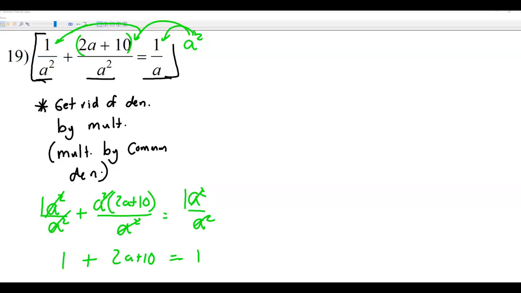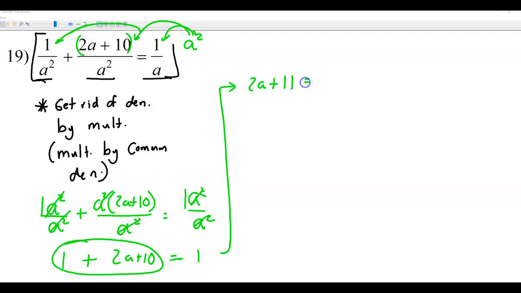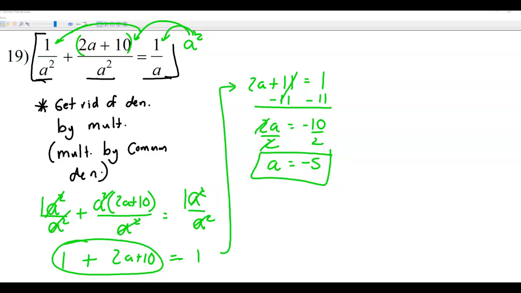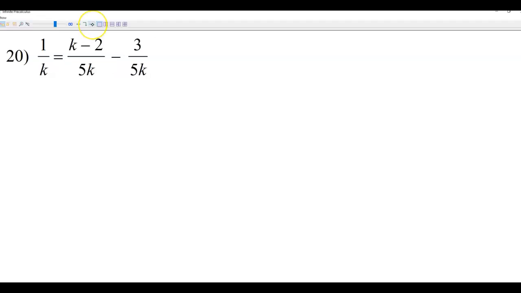After that, you pretty much have a pretty simple equation to solve. So you have that. We can combine the 1 and the 10 together to get 11. And there you go. All right, so the main trick with solving rational expressions is to multiply by the common denominator.